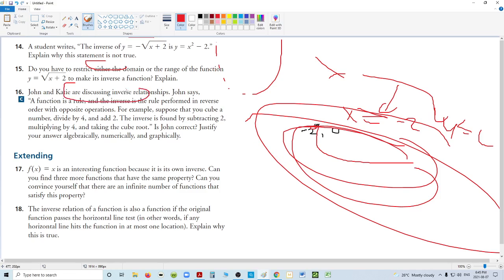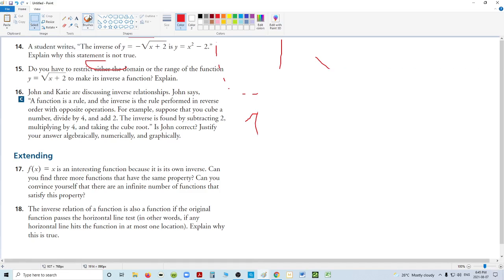John and Katie are discussing inverse relations. John says a function is a rule, and the inverse is the rule performed in reverse order with opposite operations, sort of. For example, suppose that you cube a number, divide by 4 and add 2. The inverse is found by subtracting 2, multiplying 4, and taking the cube root. It's true, but only if it doesn't disobey things like brackets and whatever. It is true. But it's not always true, as we just saw.